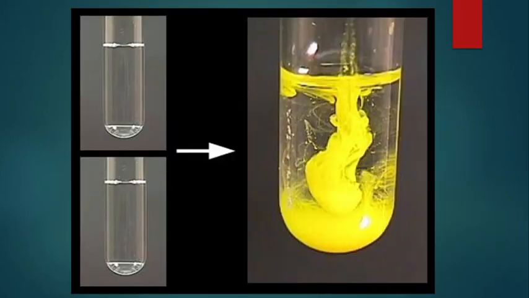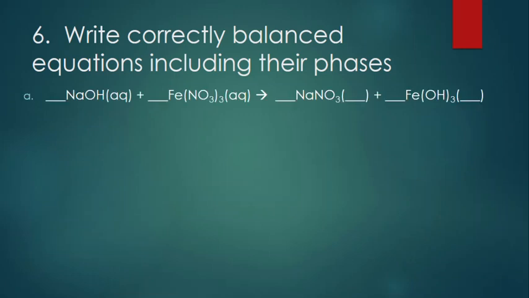What's really neat about this is that on top you have the lead, clear. On the bottom you have iodide, clear. And when they come together, what do they form? They form these yellow crystals that are raining down. So it is called a precipitation reaction. A precipitation reaction. All right, let's do these.